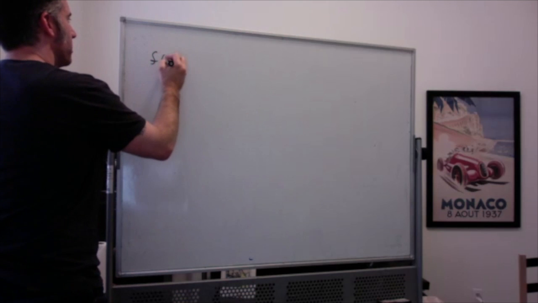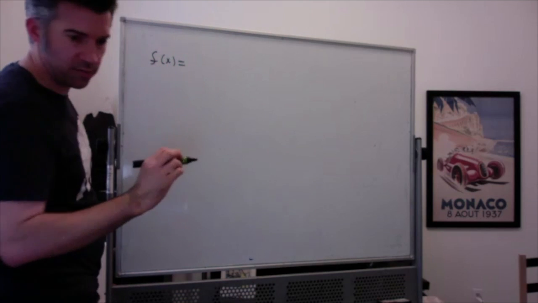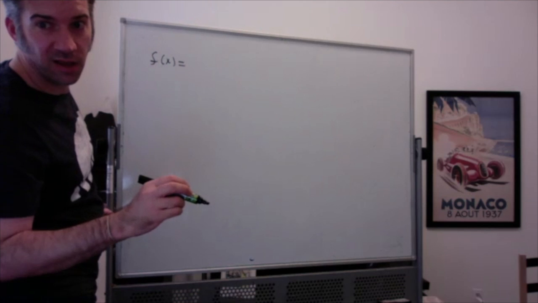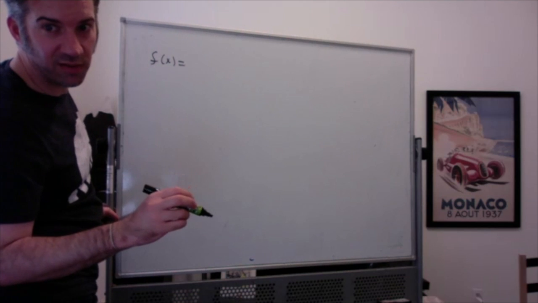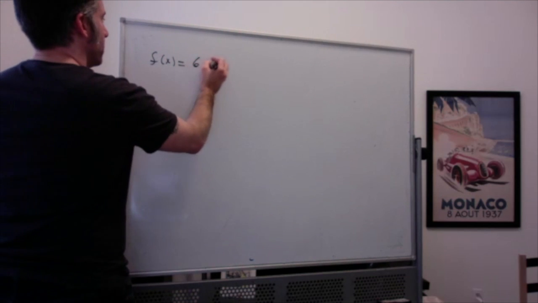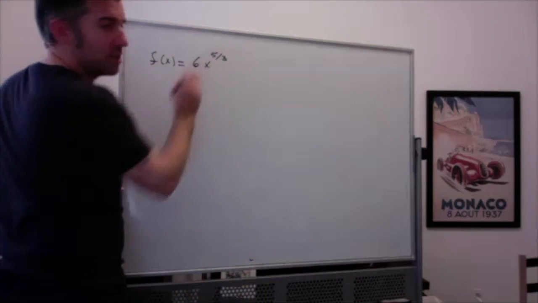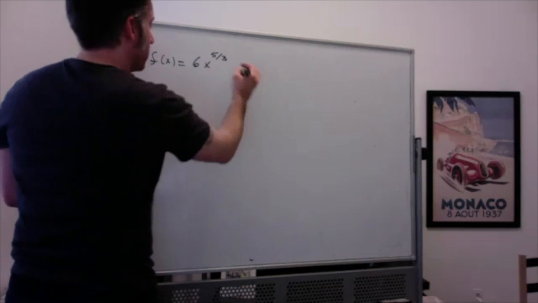Okay, f of x equal to 2. This is not a good pen. I'll ditch it in a second. Should we do that one or that one? Let's do this one: 6x to the 5/3 minus 15x to the 2/3.